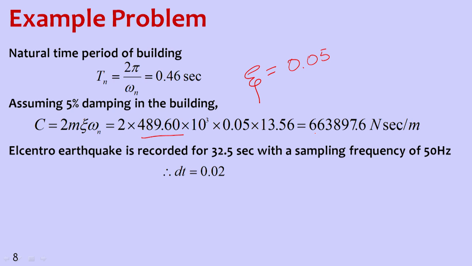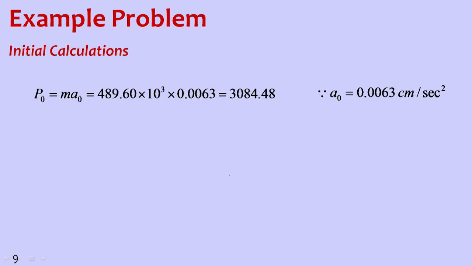So El Centro earthquake is usually recorded for 31.5 seconds with a sampling frequency of 50 Hz. That is, delta t, the time step, is coming around 0.02 seconds. So the initial calculations at i equal to 0, P naught is calculated as m into a naught, which is the acceleration coming from this earthquake. a0 is the first value, which is multiplied by the mass of the structure, giving the induced force acting on the single degree of freedom system. P naught is calculated as 489.6 into 10 to the power of 3 into 0.0063, which is the first value of the record. So 3084.48 is P naught, where a naught is 0.0063 centimeter per second square.